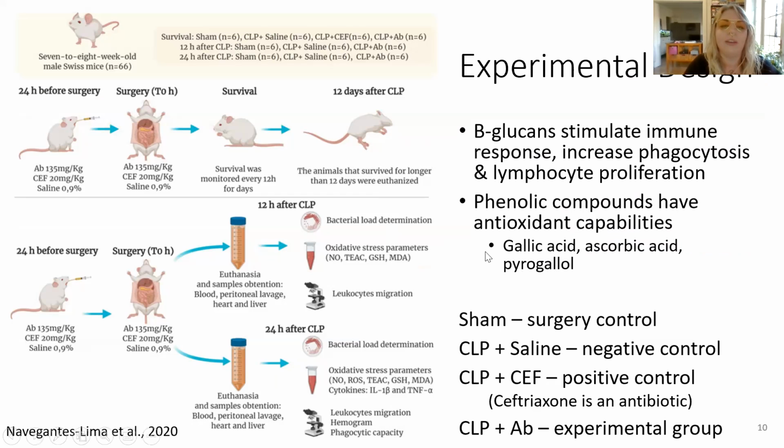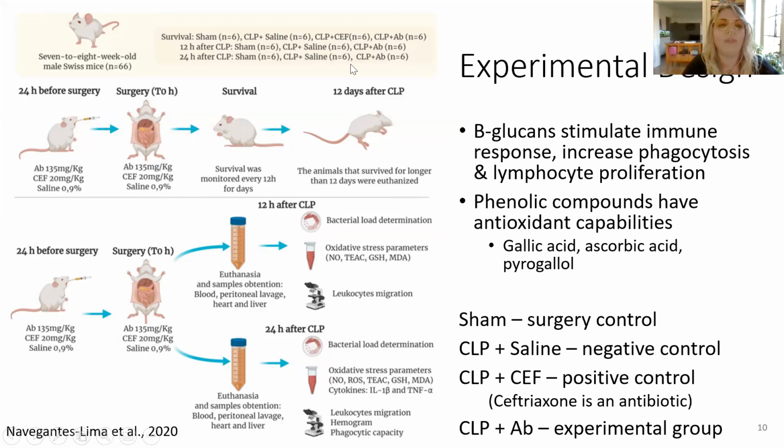And so the way that Navigantes Lima et al. made their treatment was by boiling dried and ground A. blazei and then filtering and freeze drying that solution to make an overall stock solution that they used in their experiments, which I thought was really interesting because it was a pretty easy way to make the solution compared to the way other studies make their mushroom extracts.